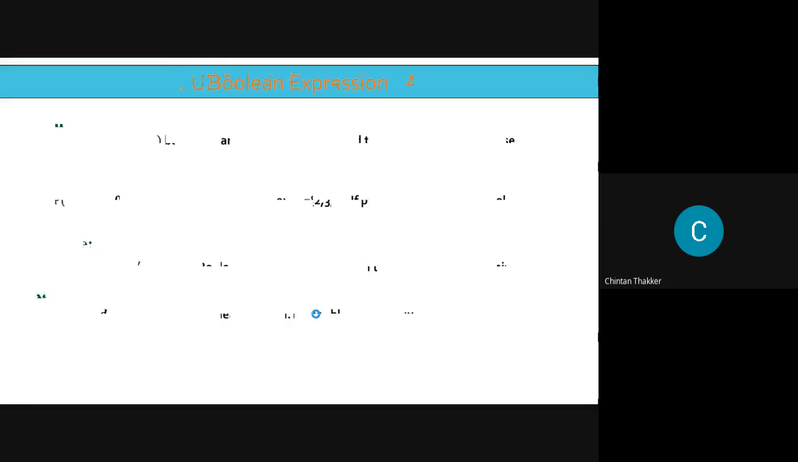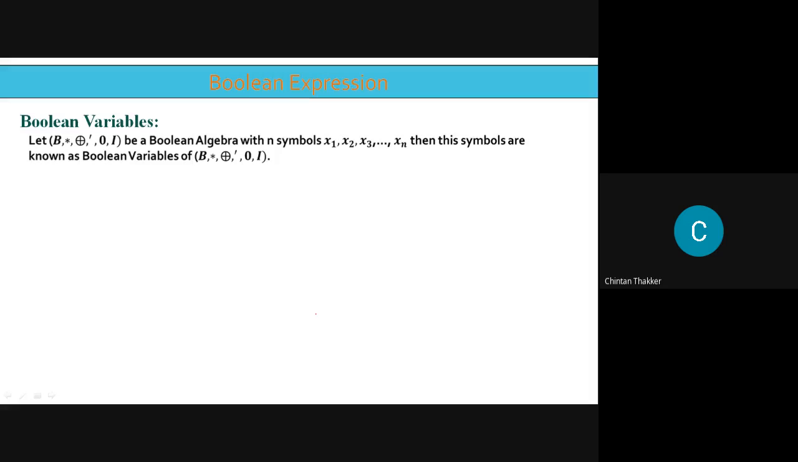Now next we have the Boolean expression. In the next lecture we start with the Boolean expression, and we have three topics remaining: Boolean expression, min term, max term, and K-map. In the next lecture we start with Boolean variable and Boolean expression.